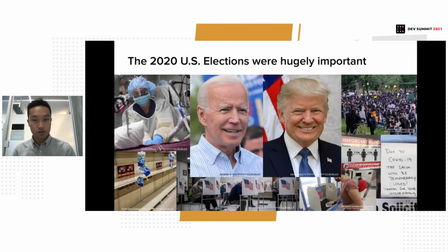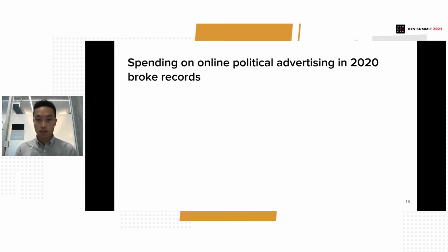On November 3rd, 2020, the US held a presidential election between Joe Biden and President Donald Trump. The stakes were very high given the issues facing the US, including the handling of the COVID-19 pandemic, the resulting economic crisis, the renewed movement for racial justice, and more. As one of the most important and contentious elections in recent history, by most metrics, spending on online political advertising has set new records.